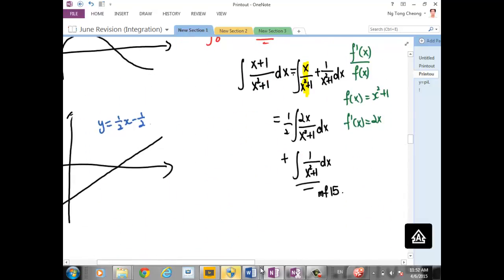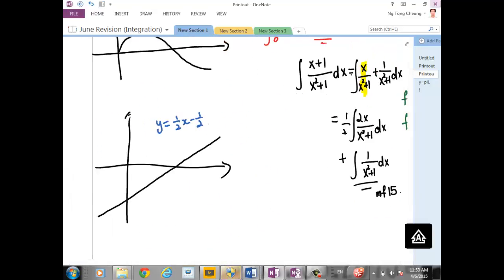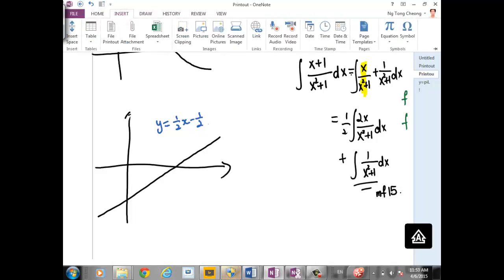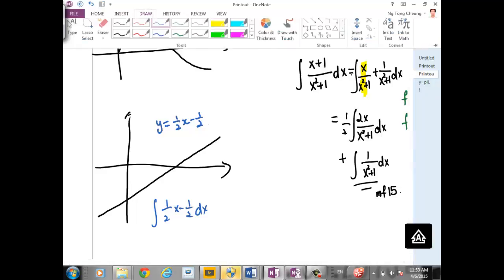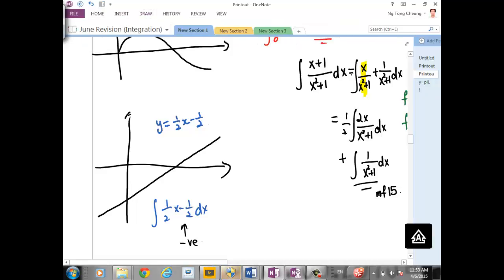If I do that, you realize that your A2, this part, actually falls under the x-axis. So when it falls under the x-axis, when you integrate your half x minus half, this value is going to be negative. But you are trying to find your area, and your area is positive. So in order to make it positive, you put a modulus, or you put a negative sign in front. That's when.